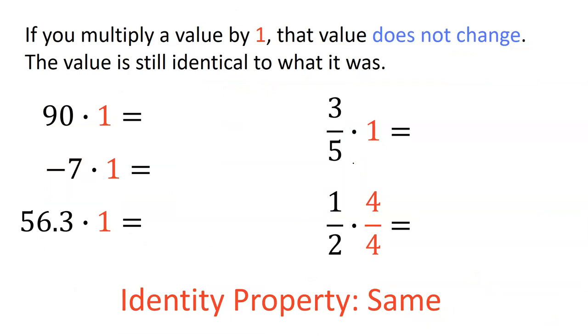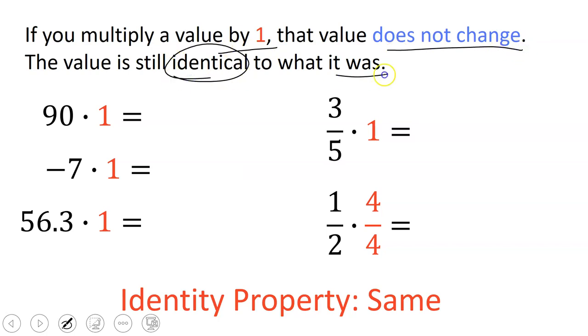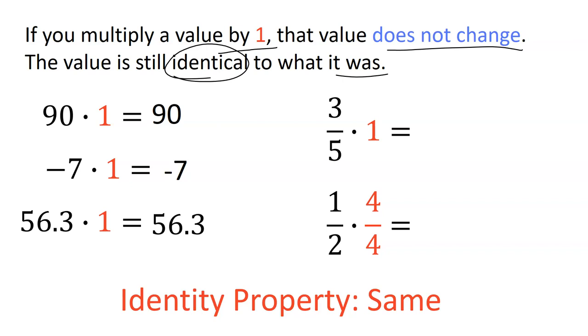Here's some more examples. If you multiply a value by 1, that value does not change. The value is identical to what it was. So here's our first example. 90 times 1 is equal to 90. -7 times 1 is equal to -7. 56.3 times 1 is equal to 56.3. 3/5 times 1, it does not change it. It's still 3/5.